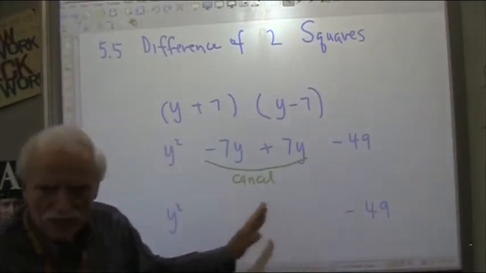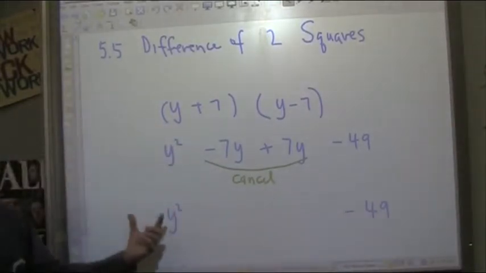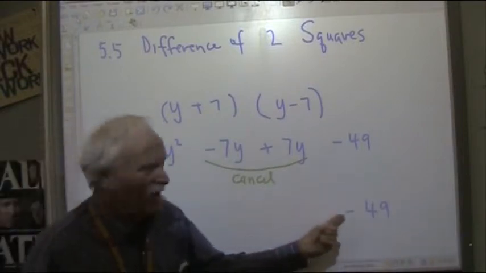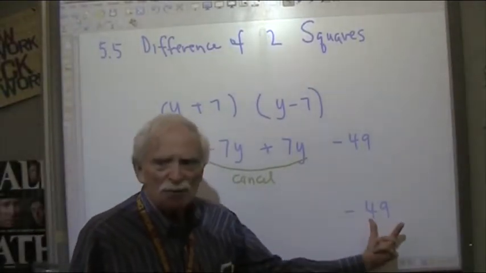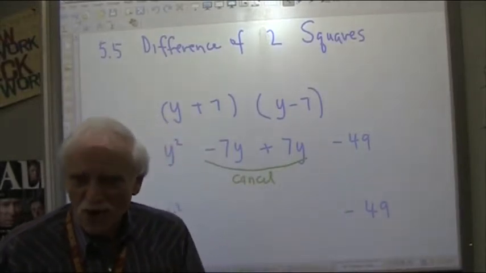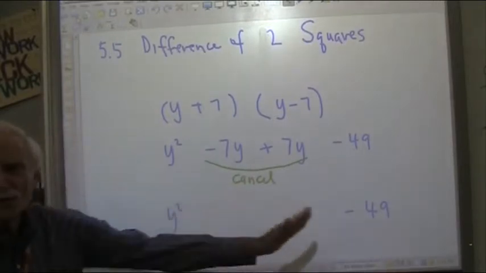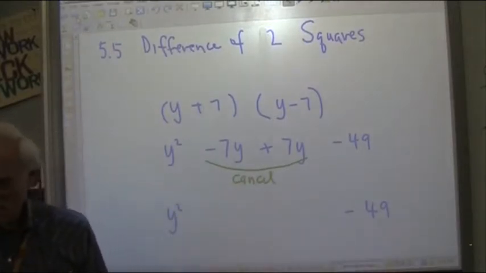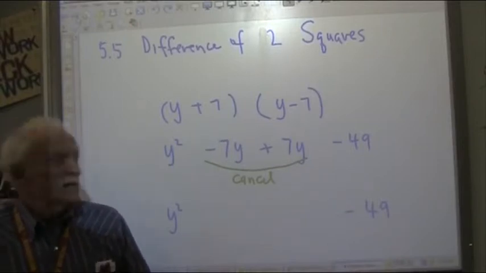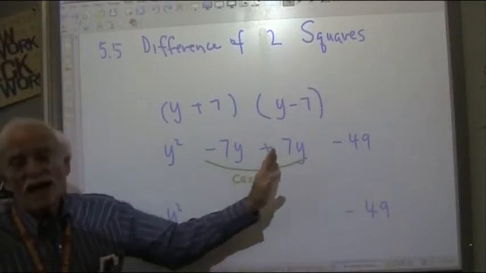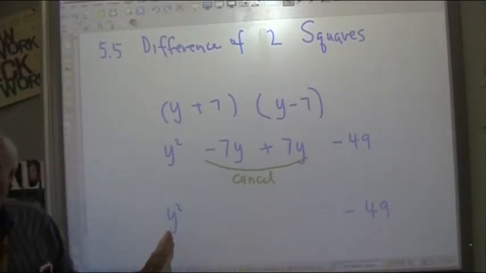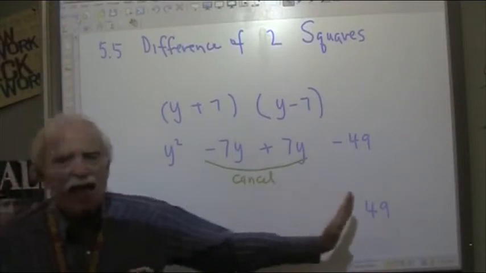So we have a perfect square term, a minus sign, and another perfect square term. This is called the difference of two squares. And since the O and the I cancel, we just have F and L.